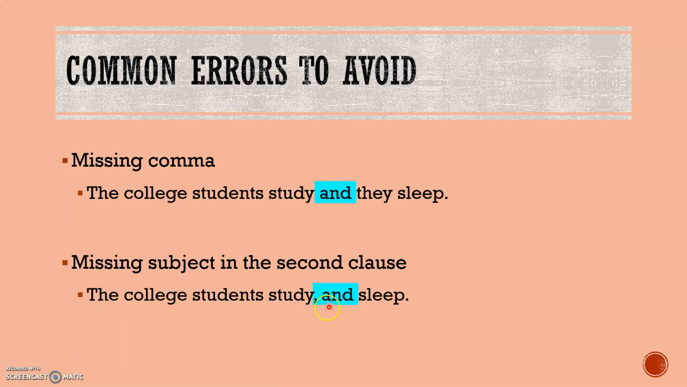Here you've got comma and, which means you have an independent clause following. However, you only have a verb here, so you're missing the subject. So the subject here is probably the pronoun they. The college students study and they sleep. We call that a fragment when you're missing a subject in a clause.